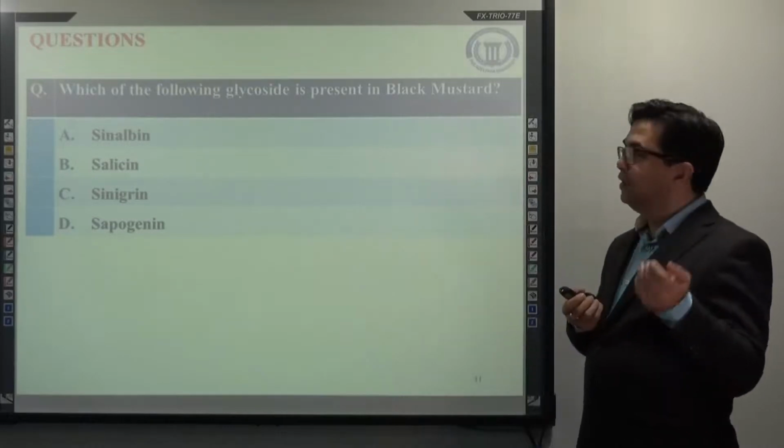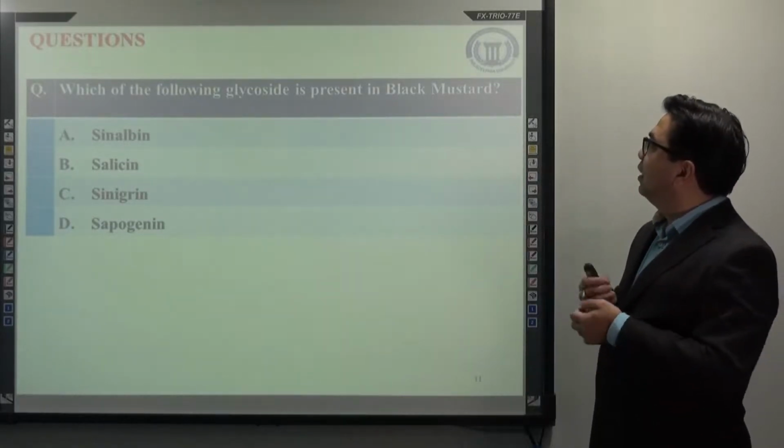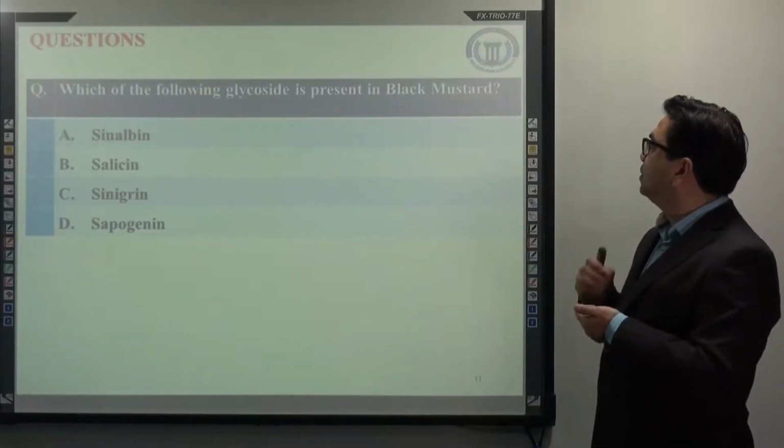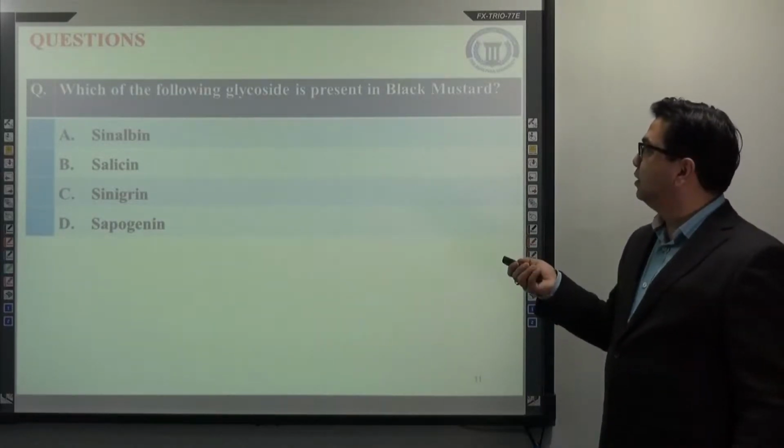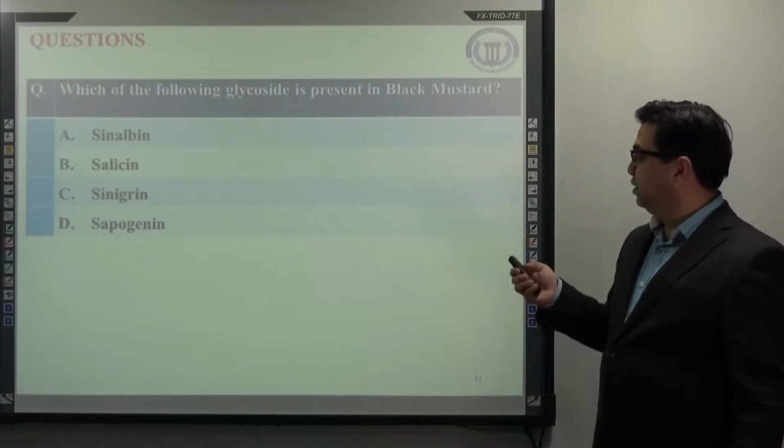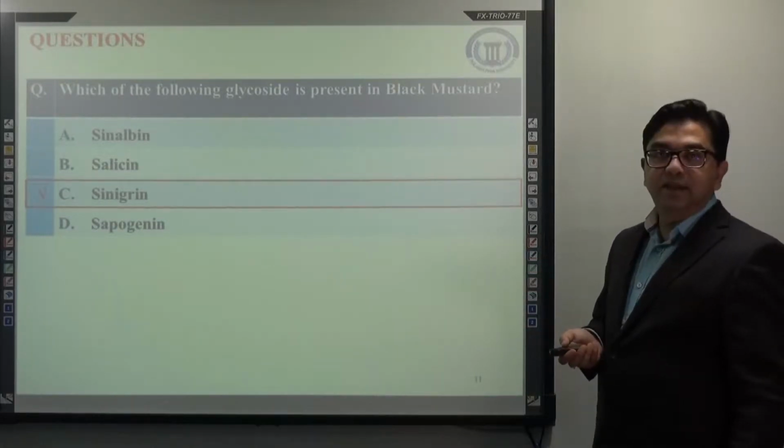Now let us have a look at certain questions. Let me check your knowledge. Which of the following glycoside is present in black mustard seed? Sinalbin, salicin, sinigrin, sapogenin. The correct answer is sinigrin.